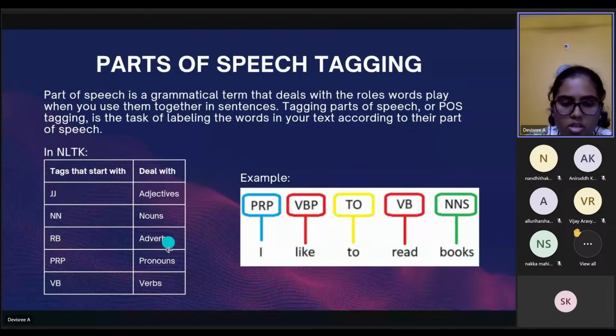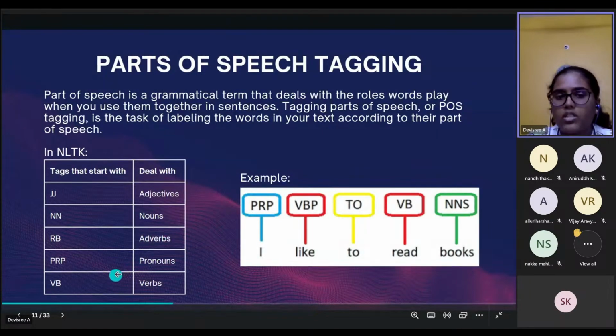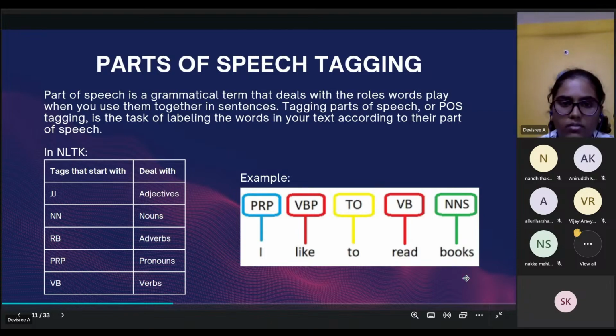So for the tag, for different parts of speech, these are the tags which it starts with. You don't really have to know this. Just to give an example, I have displayed the table over here. You don't have to know this. This is just for the conceptual understanding.